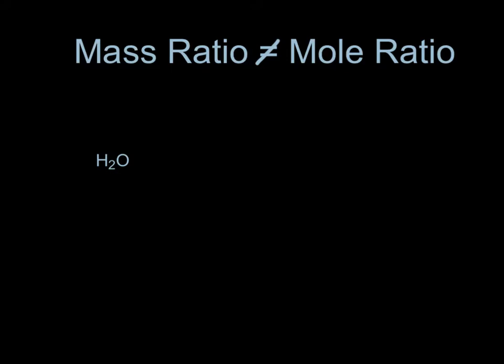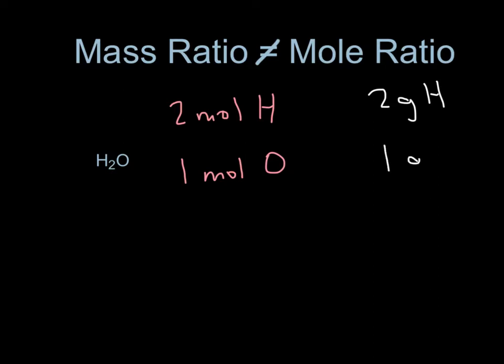When we're working with empirical formulas and percent by mass or combustion data, one key thing to remember is that a mass ratio is not the same thing as a mole ratio. The formula for water, H2O, implies that there are 2 moles of hydrogen for every 1 mole of oxygen. Bear in mind, this does not say that there are 2 grams of hydrogen for every 1 gram of oxygen. That's because hydrogen atoms and oxygen atoms have different masses.